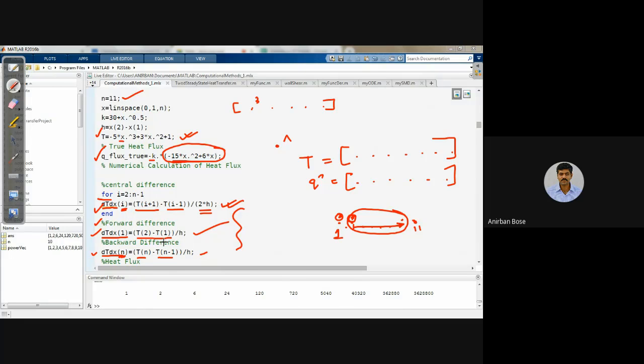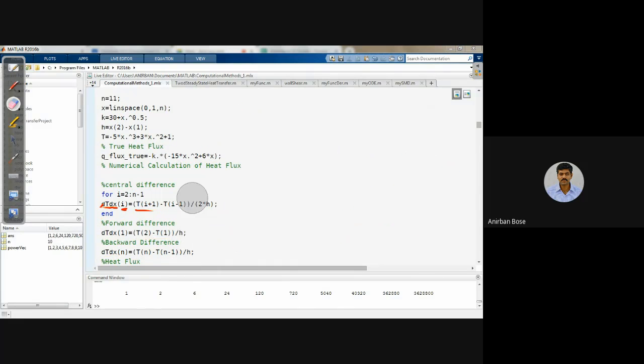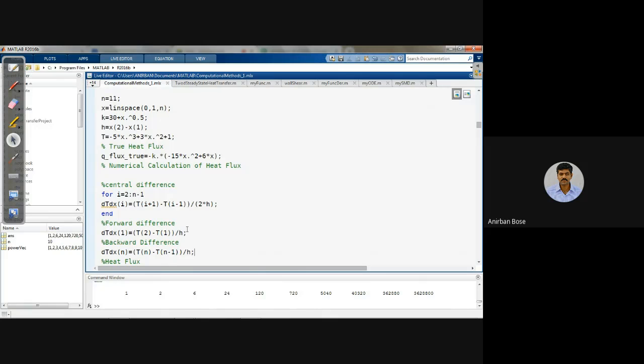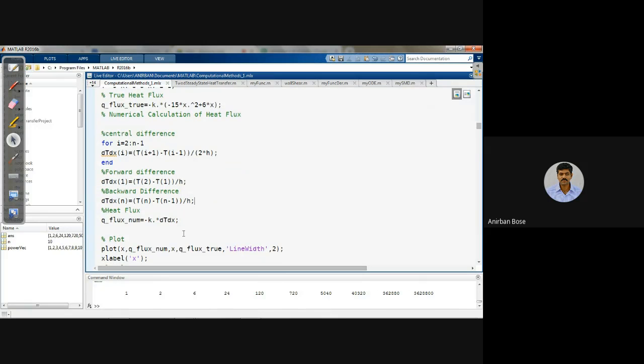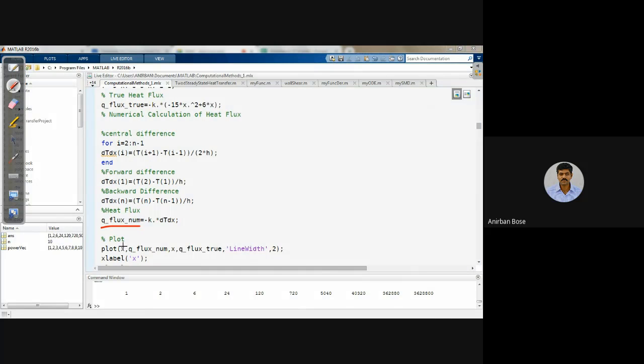Once that has been created, you create the numerical heat flux from that, in exactly a similar formula to what we defined. So what is the q flux numerical? That is equal to minus k dot star dT/dx, because this is also a vector. That has been defined here in these 3 lines.